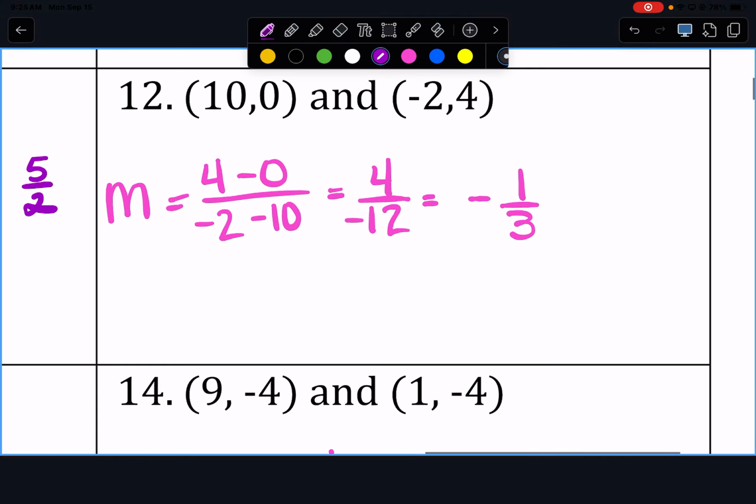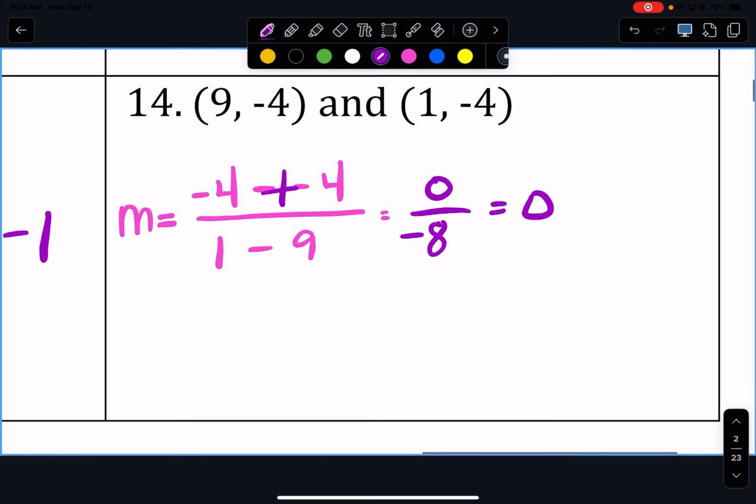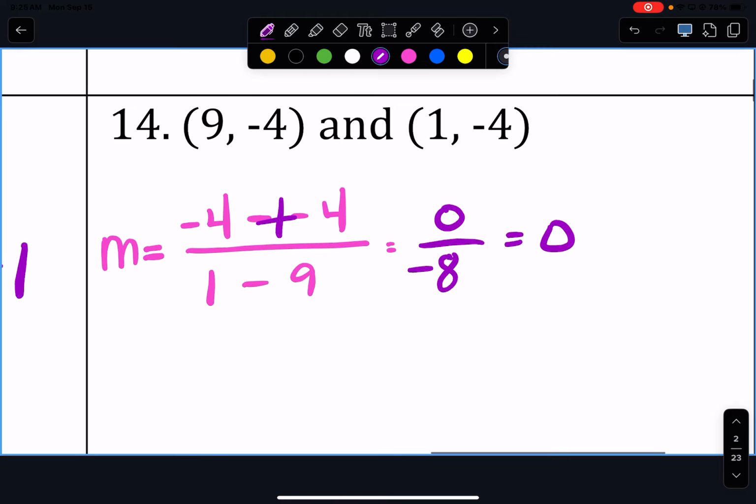All right, what about for 14? 0. Because we have negative 4 minus negative 4. So that becomes negative 4 plus 4, which is 0.